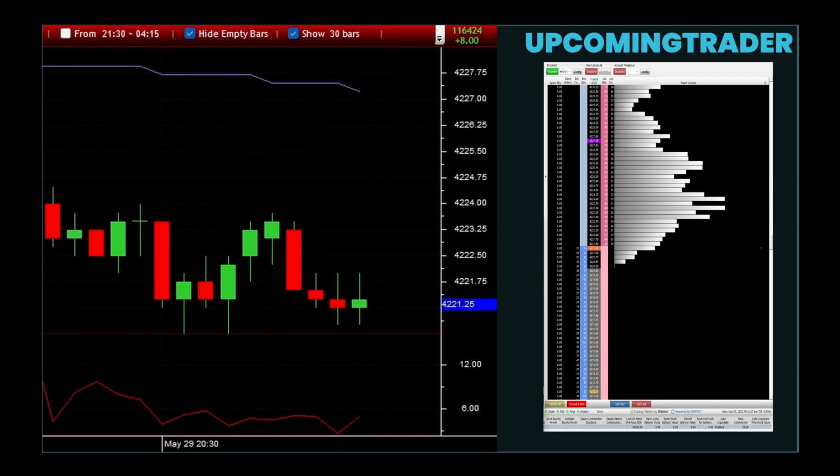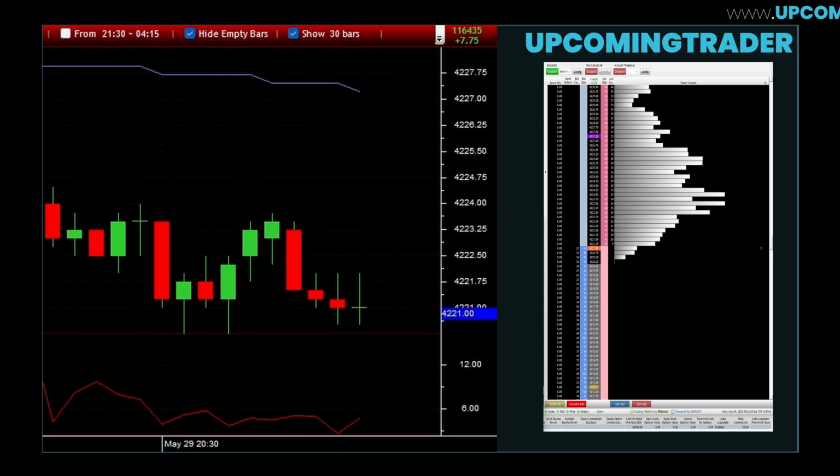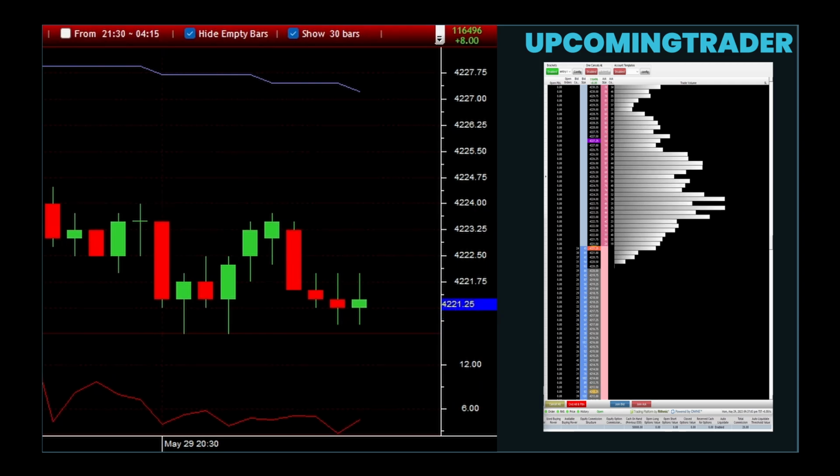Flags and pennants are continuation patterns that signal a brief pause in a trend before the price continues in the same direction. A flag forms when the stock's price moves sharply in one direction, followed by a brief period of consolidation in a channel that slopes against the prevailing trend. Pennants look similar to flags, but they form a small, symmetrical triangle instead. Both of these patterns suggest that the price is likely to continue moving in the direction of the original trend once the consolidation period ends.